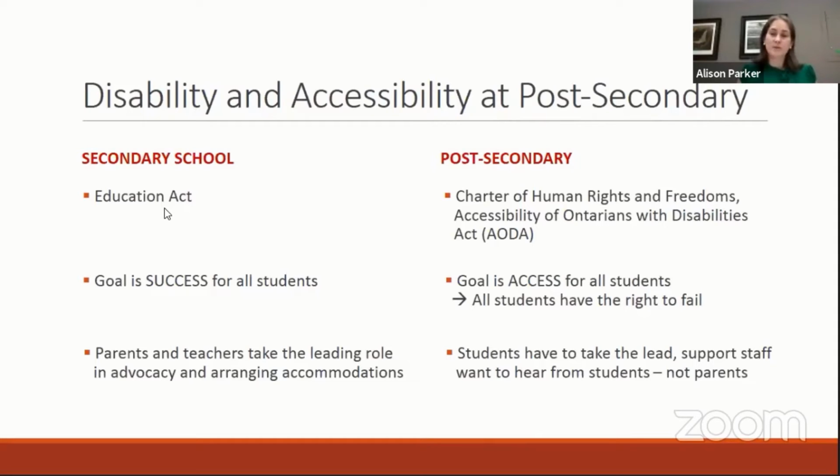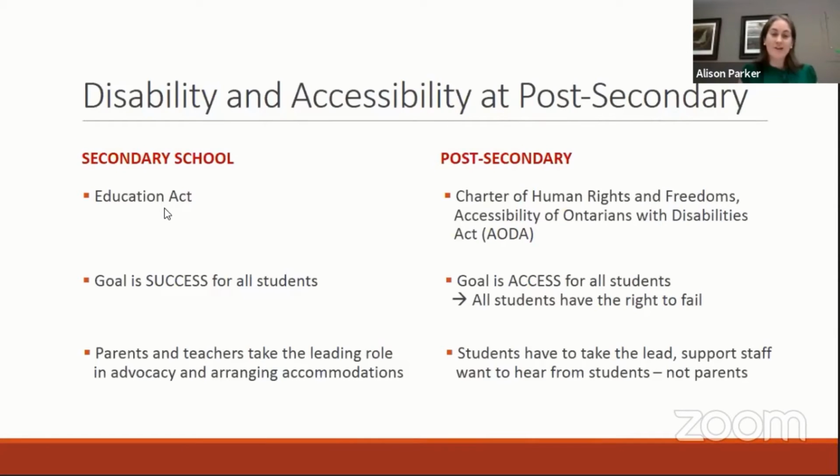At post-secondary school, the goal is access for all students. So what services and accommodations need to be in place so that students have access to the learning and access to the assessment, but there's no guarantee that they will be successful. They need to be able to meet the academic criteria on their own. And one way of looking at that is that all students have the right to fail at post-secondary school.